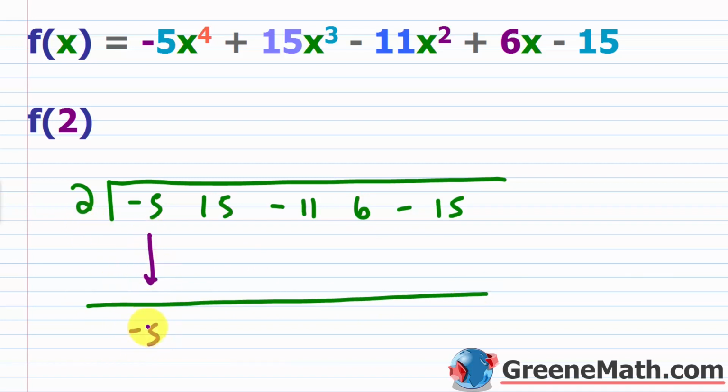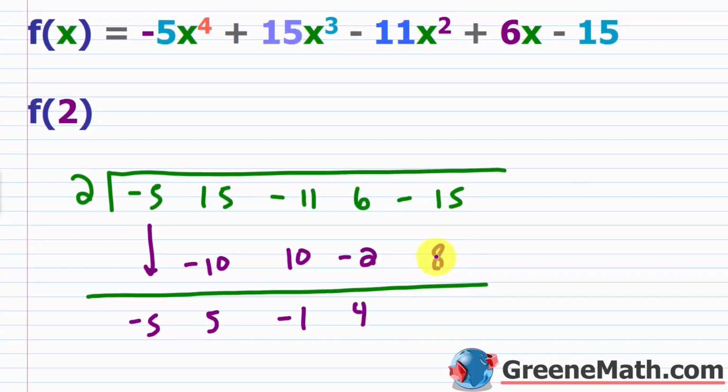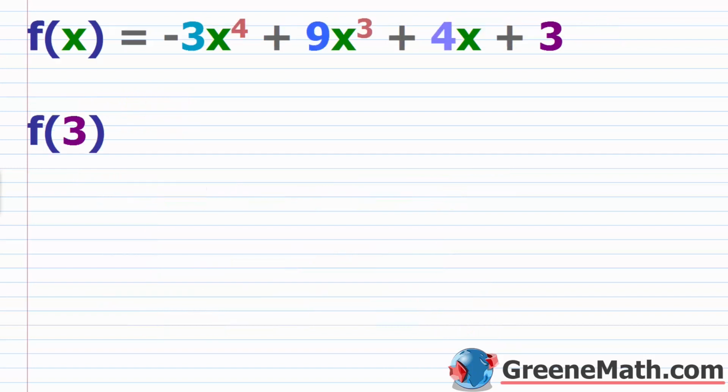So 2 times negative 5 is negative 10. 15 plus negative 10 is positive 5. 2 times 5 is 10. Negative 11 plus 10 is negative 1. 2 times negative 1 is negative 2. 6 plus negative 2 is 4. 2 times 4 is 8. Negative 15 plus 8 is negative 7. So you just take this remainder, forget about everything else, and say f of 2 is negative 7. All right, let's look at another one.